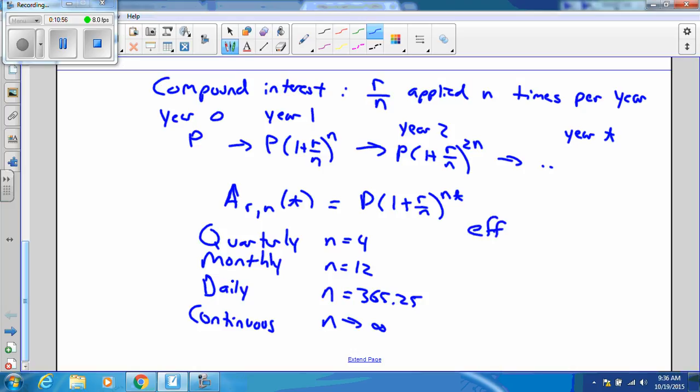The way that you calculate the effective interest rate is that R effective is going to be equal to (1 plus R over N) to the N power. This is the amount that is equivalent to a simple interest applied once at the end of each year.